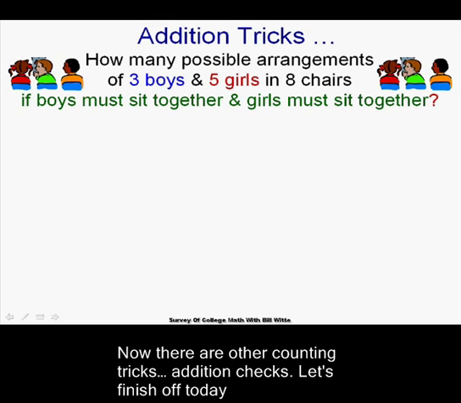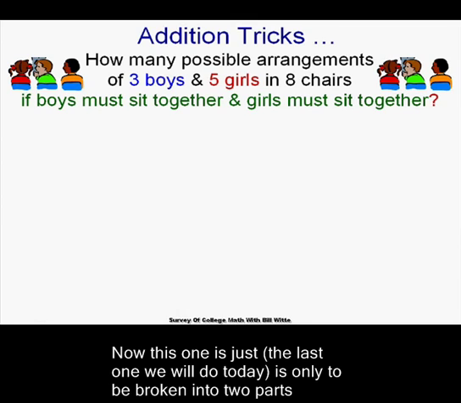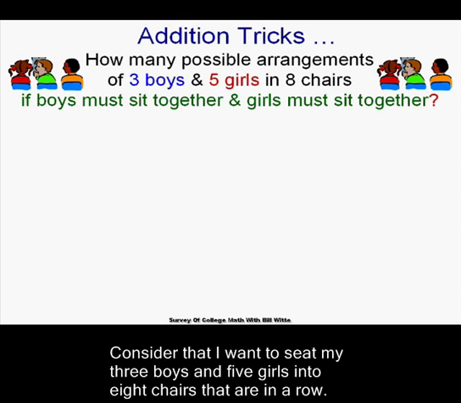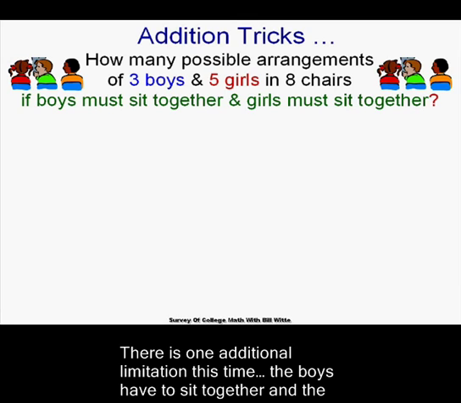Let's finish off today by using an addition trick of breaking a bigger problem into smaller, easier problems. This last one we'll do today is only going to be broken into 2, but hopefully you'll get the idea. Consider I want to seat my 3 boys and 5 girls into 8 chairs in a row, and I want to see how many possible arrangements I can make. One limitation: the boys have to sit together and the girls have to sit together.